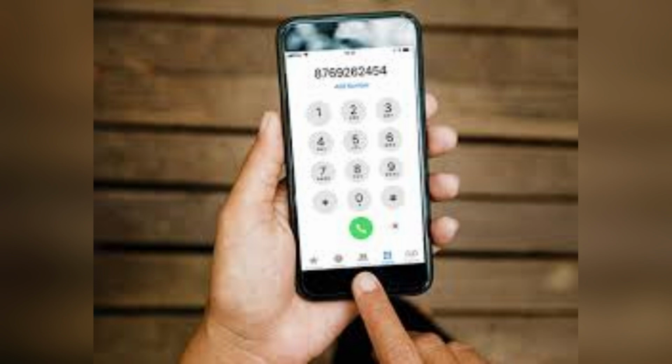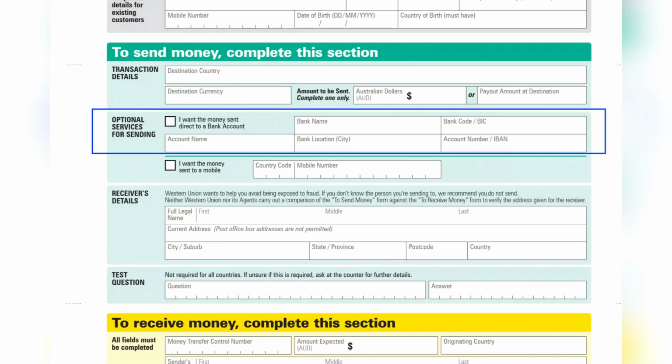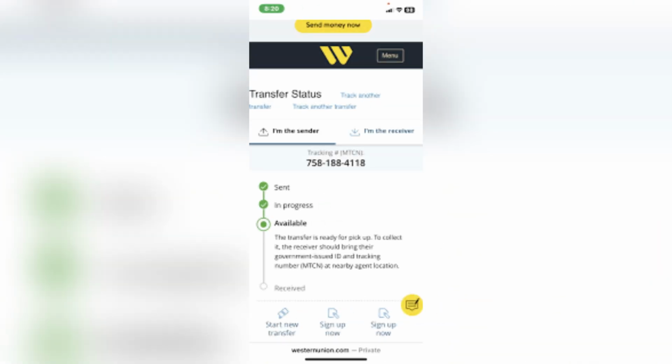Also ensure that all the information provided during the transaction, such as recipient details and payment information, is accurate and consistent. And finally, check your account for any unusual or unauthorized transaction that might have triggered the error. Adhere to any additional security measures or verification steps as instructed by Western Union to validate your transaction.